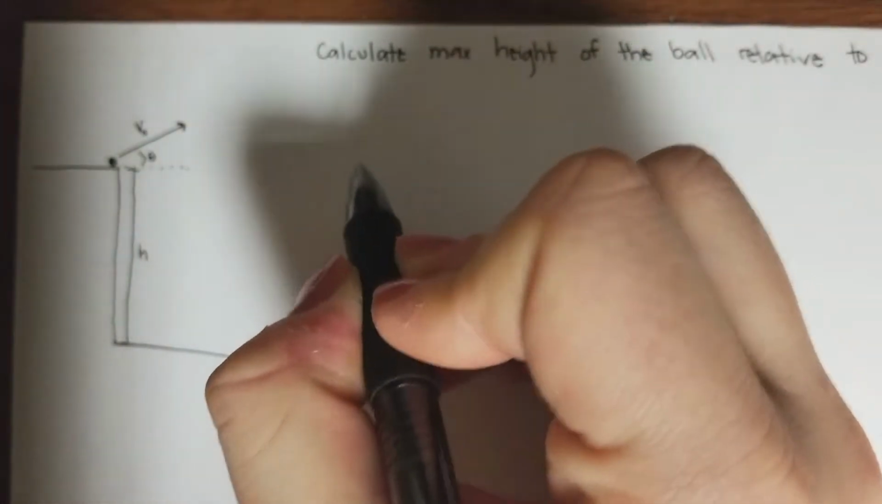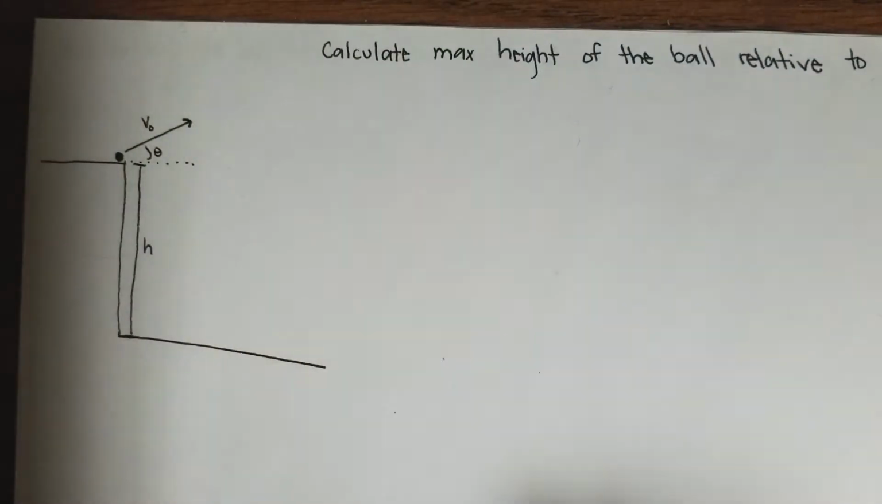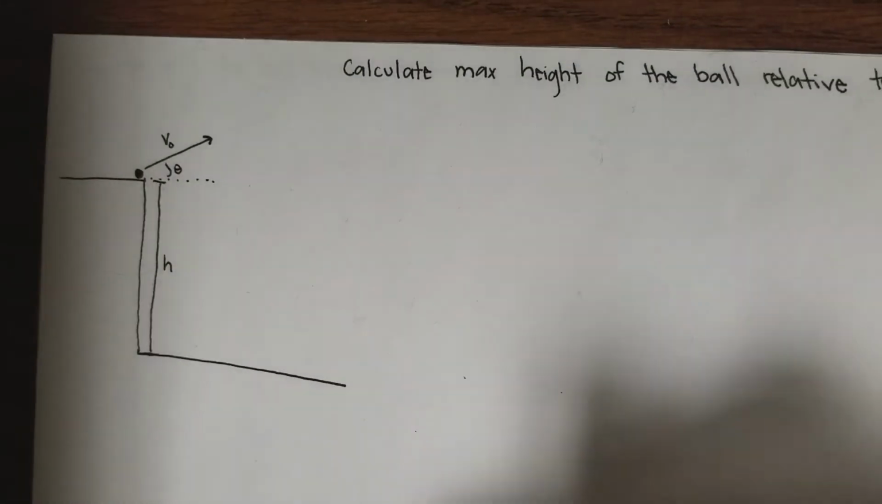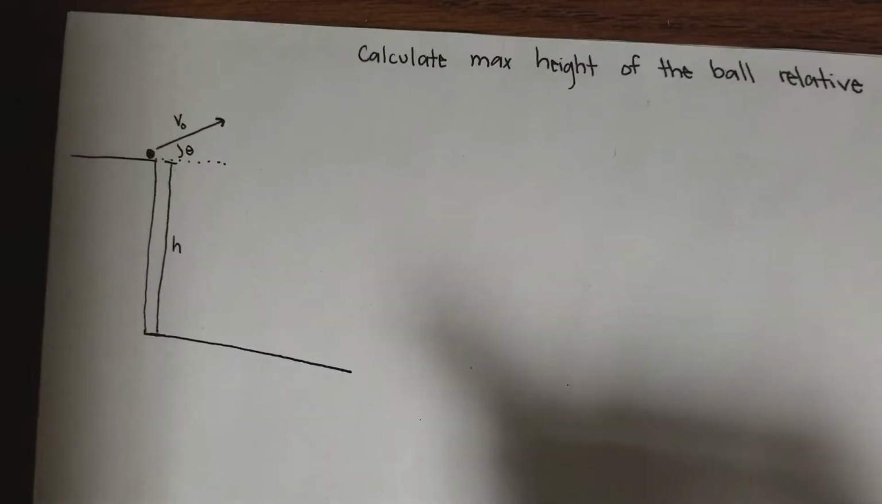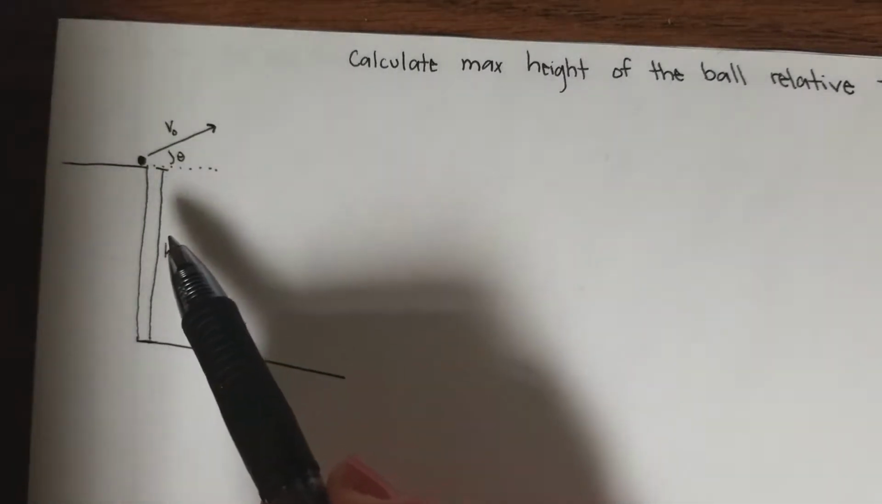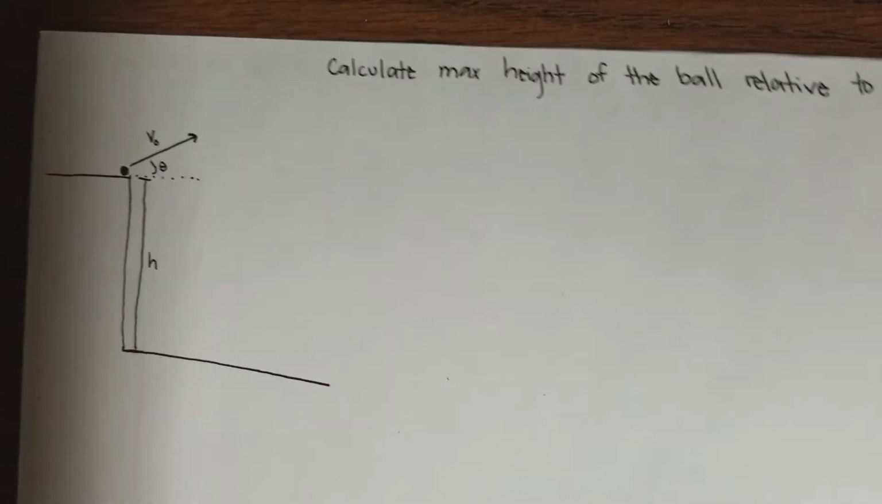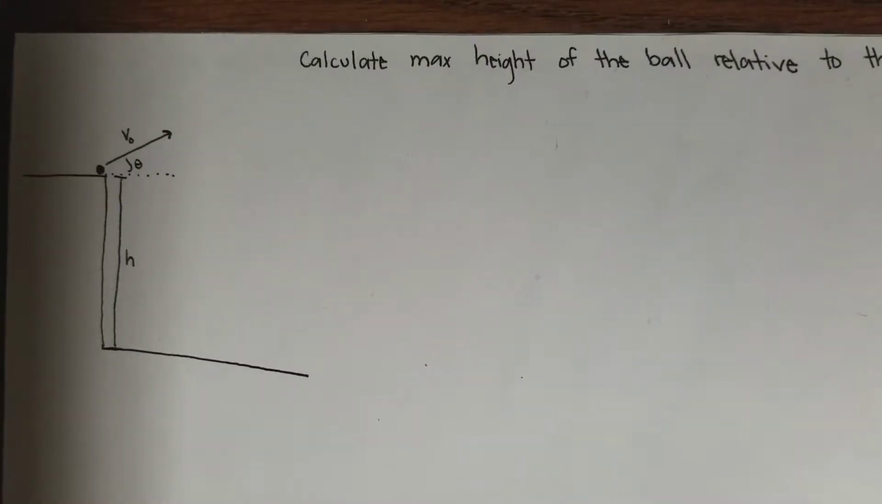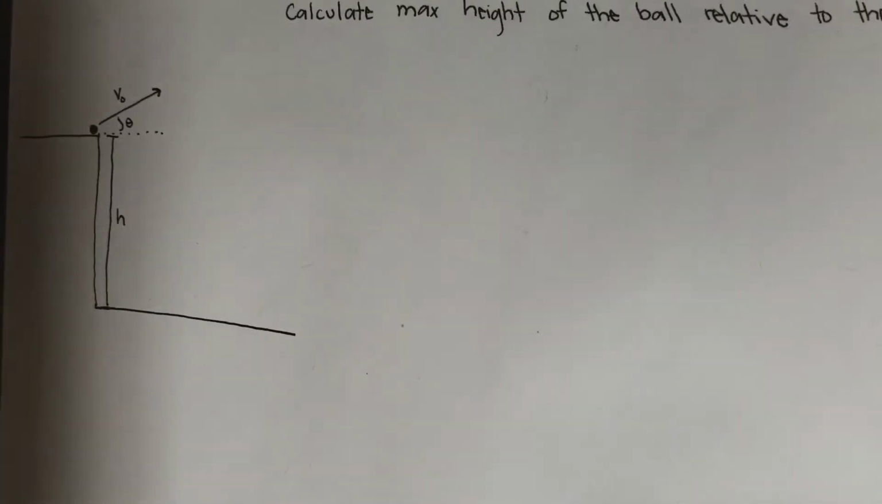We've got a soccer ball on a cliff that is h meters tall, and the initial velocity is v naught, and it's at an angle to the horizontal of theta, and we are trying to calculate the max height of the ball relative to the ground.